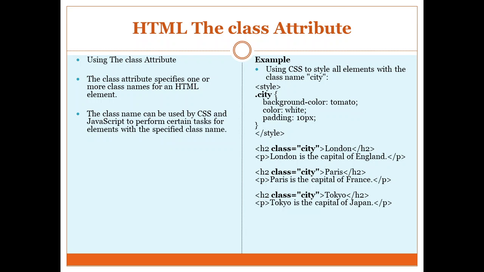Let's start with the first concept, the class attribute. By using the class attribute you can specify one or more class names for an HTML element. Here you can place the class attribute in the HTML tag. Within that tag you can specify the class name.